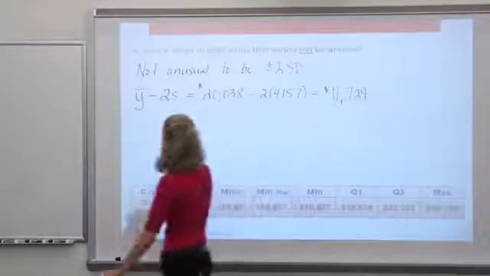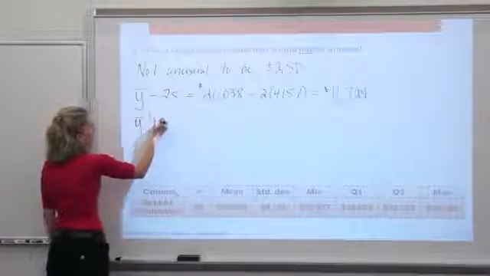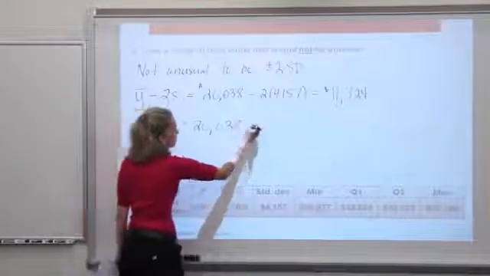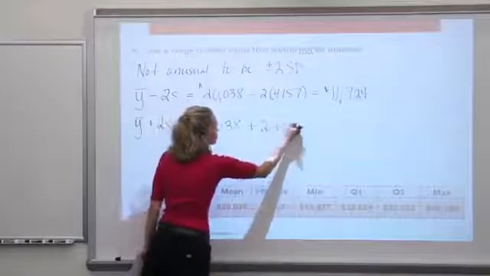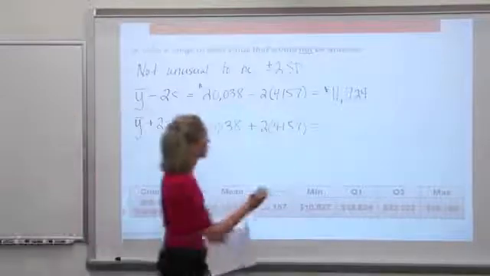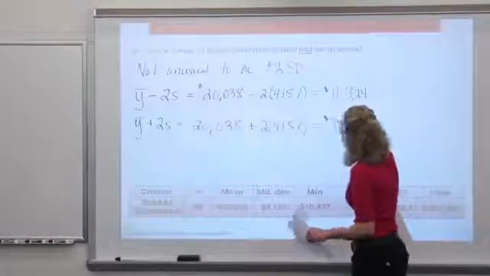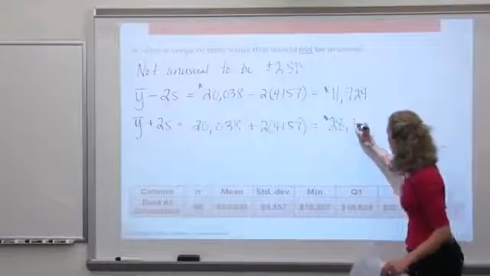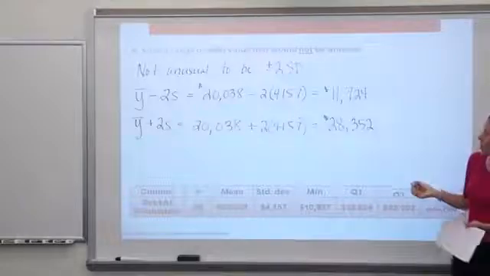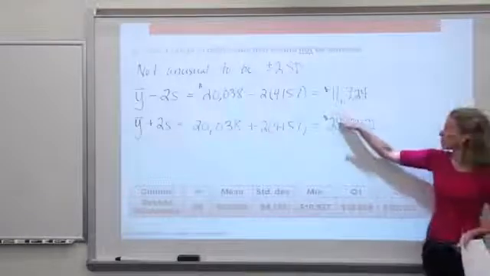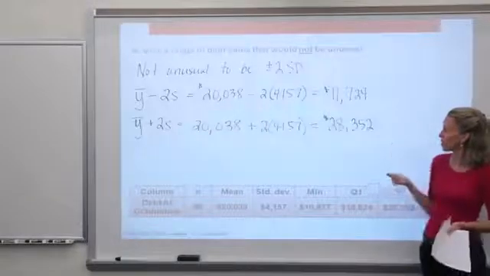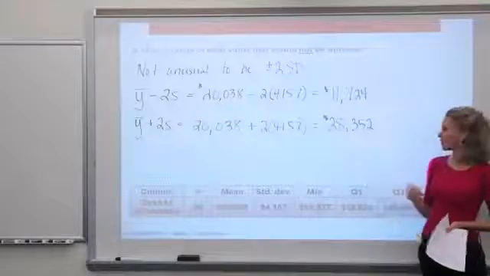If we go 2 standard deviations above the mean, I'm just going to add 2. We end up at a debt at graduation of $28,352. So a range of debt values that would not be considered unusual would be any debt at graduation values between $11,724 and $28,352.